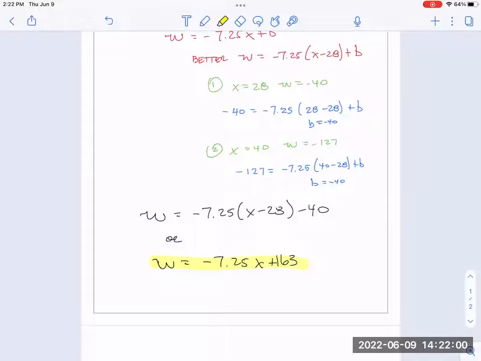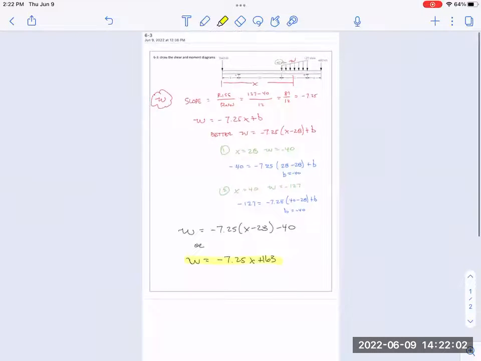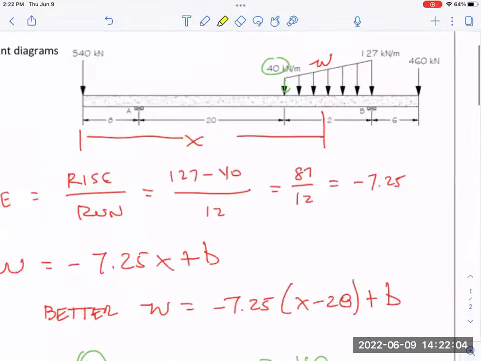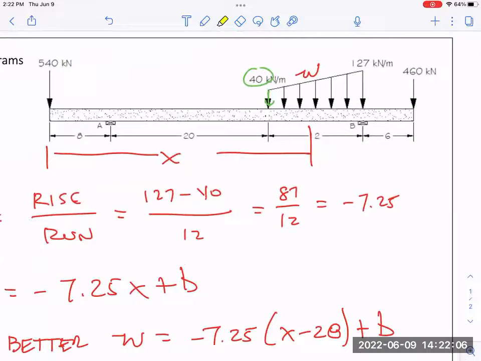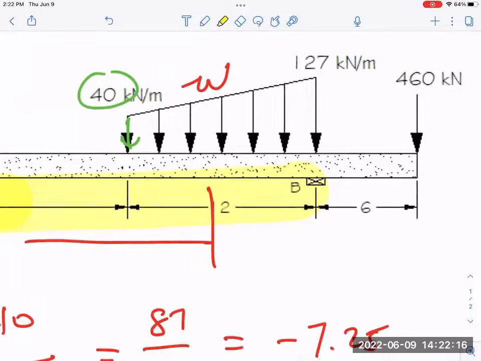And again, if I want to test it, does it make sense? I should be able to plug in 28 and make sure I get 40. And then I'll plug in 40 and make sure I get 127. And that will kind of prove that my kilonewton per meter function is working to produce the weight no matter where I happen to land. So it's working at the two endpoints, and then it's going to tell me everything else in between. Isn't that cool?